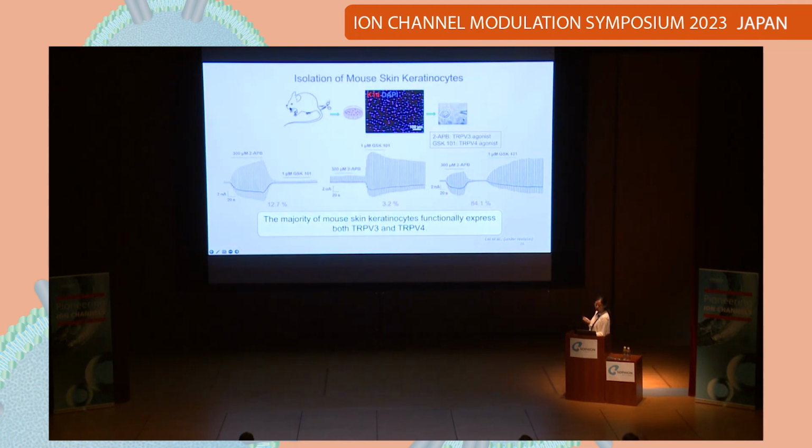So what about the interaction in the skin keratinocytes? Here we isolated keratinocytes from the mouse with high purity and performed whole cell patch clamp by applying a TRPV3 agonist and a TRPV4 agonist. And we found over 80% of the keratinocytes could respond to both the TRPV3 agonist and the TRPV4 agonist. So this suggests most of the small skin keratinocytes functionally express both TRPV3 and TRPV4.